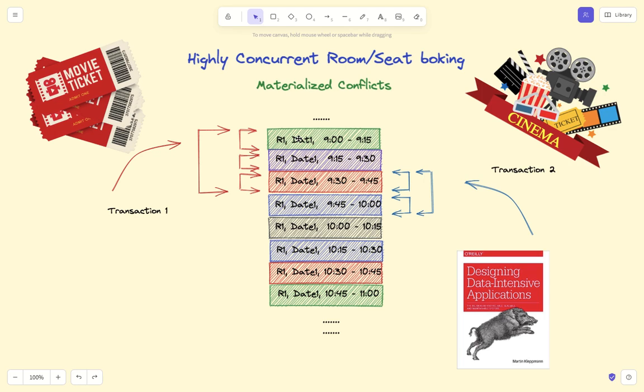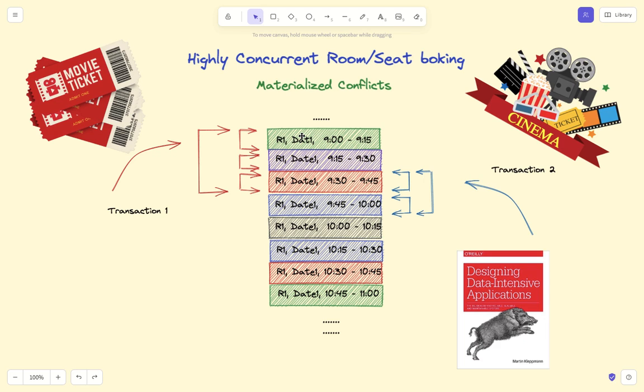Similarly, for a movie booking system, your rows could be your screen number, your show number, and the time duration, right? Screen number, show number, seat number could be one row, so that the same seat could be booked across different shows, right? So if anyone wants to book them in parallel, they need to acquire a lock on that row.